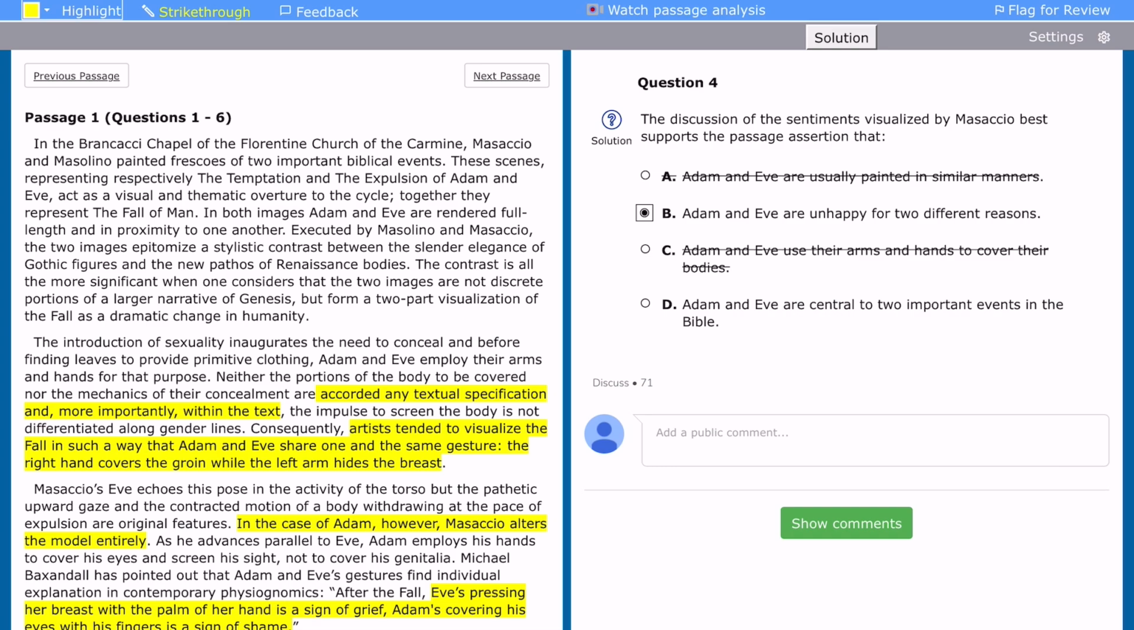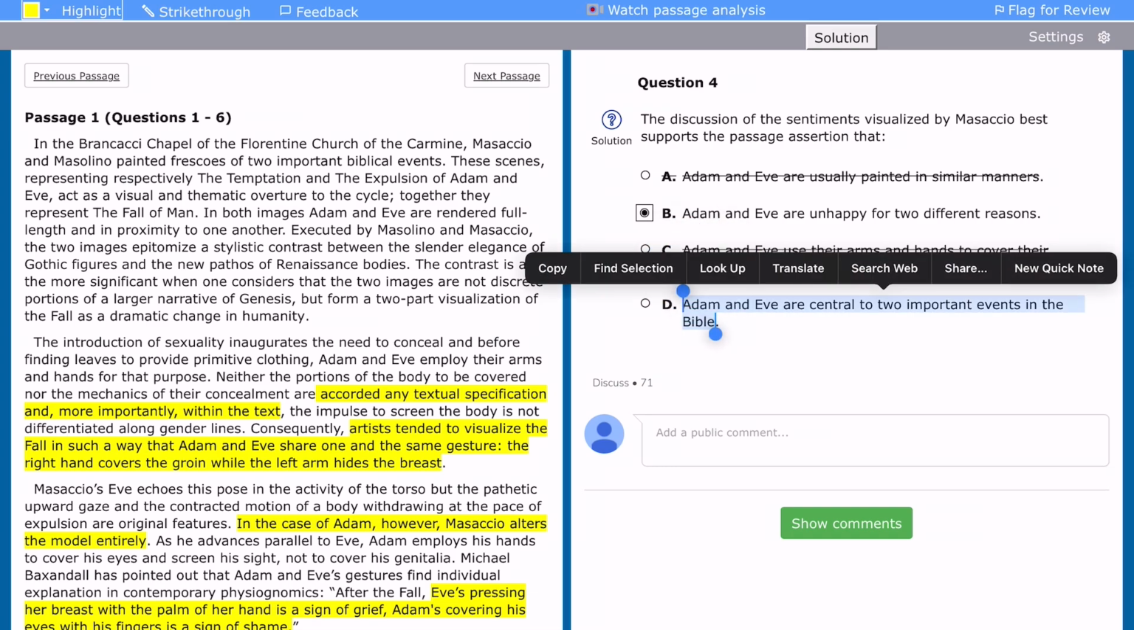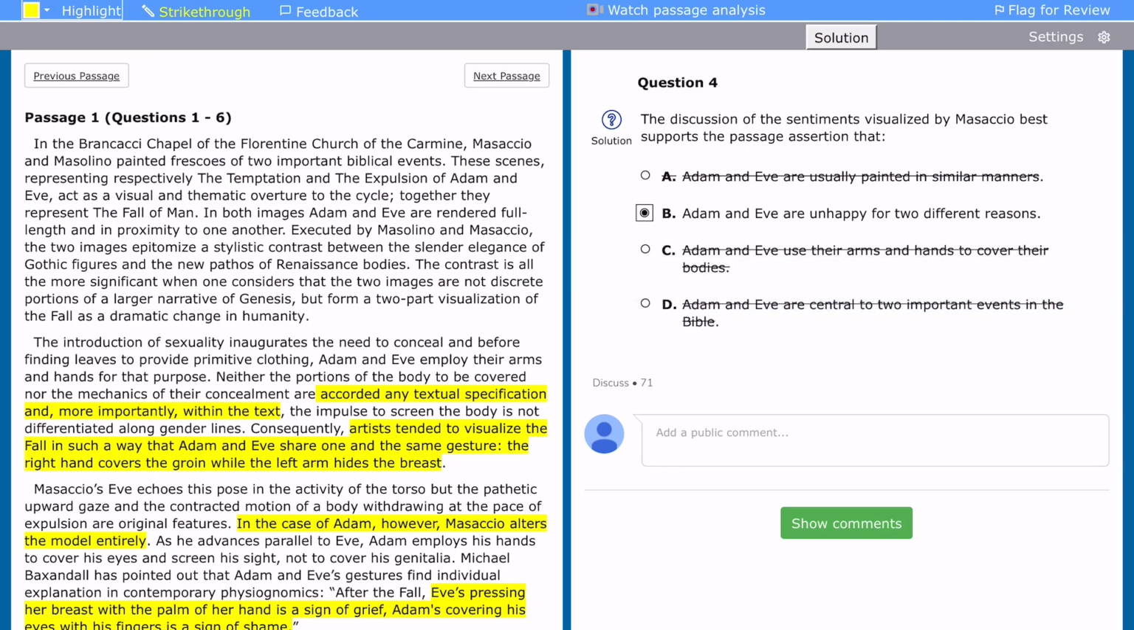And this effect happens again in D. Adam and Eve are central to 2 important events in the Bible. For this we can say, okay, true, but so what? We have no way of this relating to Masaccio and Masolino other than the fact that Adam and Eve within the paintings that are described in this passage are unhappy for 2 different reasons.